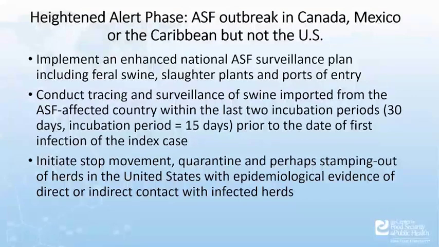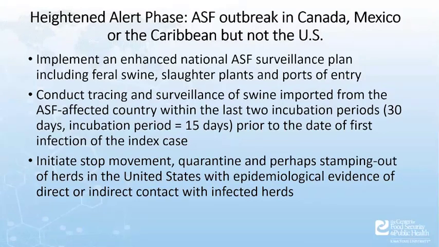So the different phases for the ASF outbreak. Heightened alert phase is where ASF is discovered in Canada, Mexico, or the Caribbean, but not the U.S. So we are on heightened alert that the virus is nearby. The recommendations are to implement an enhanced national ASF surveillance plan, including feral swine, slaughter plants, and ports of entry. Conduct tracing and surveillance of swine imported from the ASF-affected country within the last 2 incubation periods.